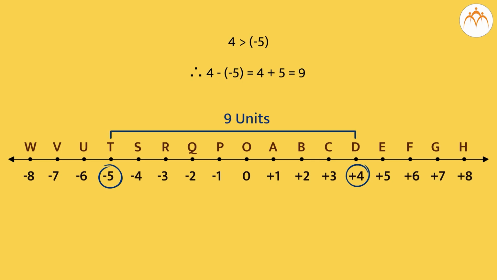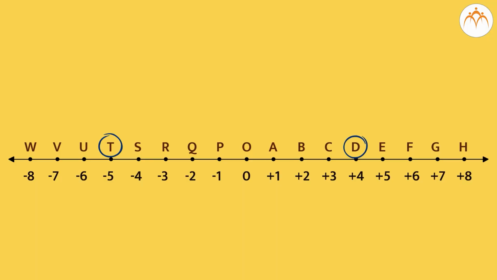Got it? Basically, you can draw the number line and verify this by measuring. In this example, the distance between T and D is represented as distance TD. And this distance is also the length of the line segment TD. Therefore, distance TD is equal to 9 units. That is, length of TD is equal to 9 units.